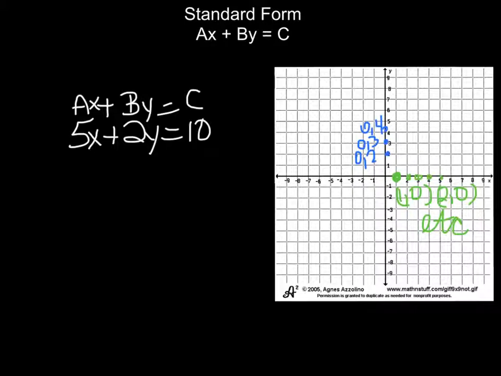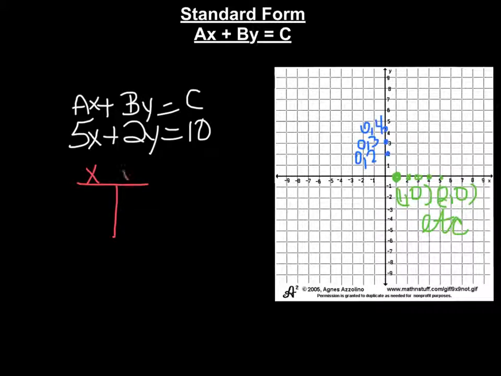Let's go ahead and apply that. If we want to find our x-intercept, we are going to substitute 0 in for y. So let's just make a little table of values here. And if we want our x-intercept, we are going to put 0 in for y. When we do that, you're going to have 2 times 0 right here, which is 0. That's going to leave you 5x equals 10. Then you'll divide both sides by 5, and you will get x equals 2. So you have the ordered pair 2, 0. That will be your x-intercept.